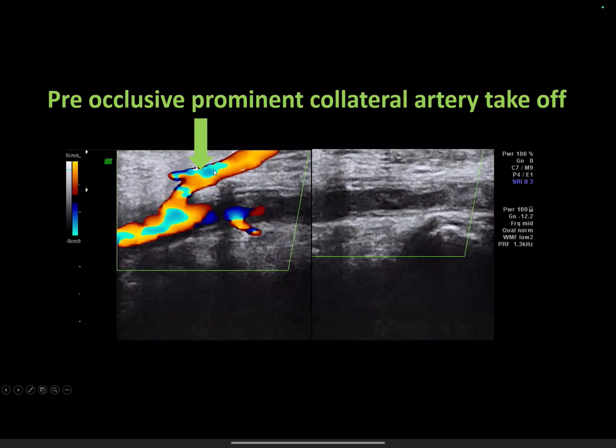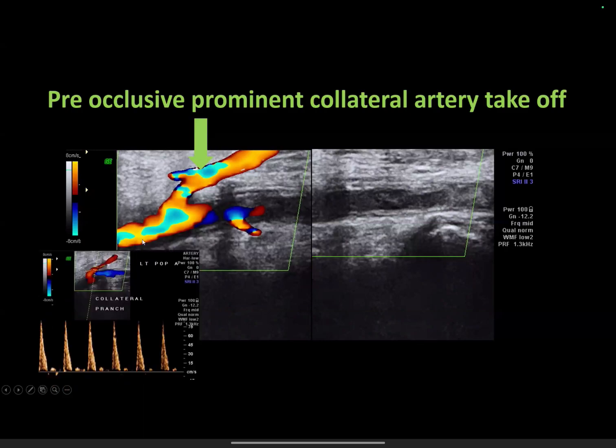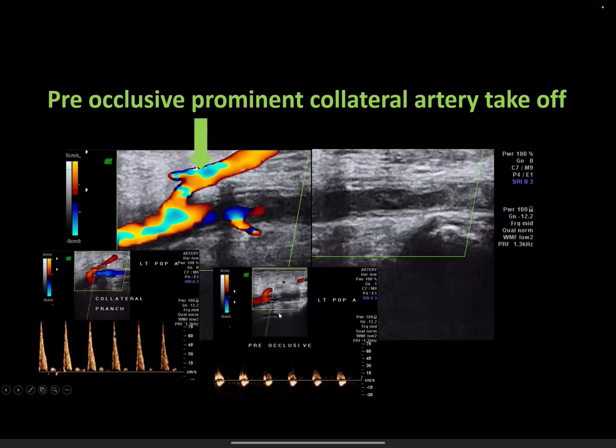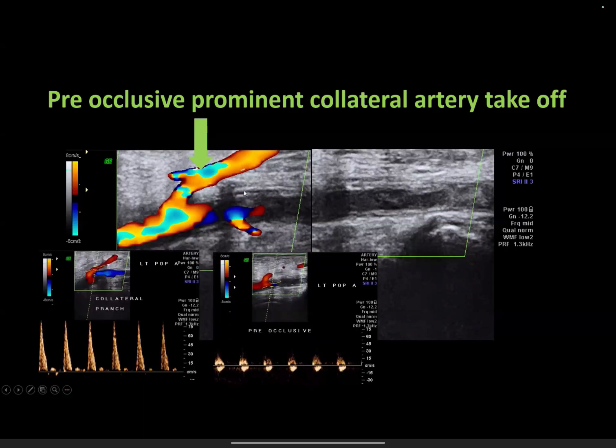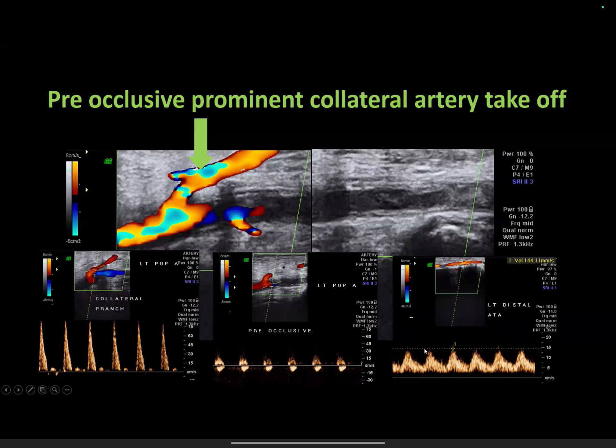Now, pre-occlusive collateral takeoff is an important sign on color Doppler. This is the occluded vessel. This is the proximal collateral takeoff. This is the flow within the collateral. This is the staccato flow in the pre-occlusive part, and distally there is dampened flow, distal after revascularization with the distal vessel.